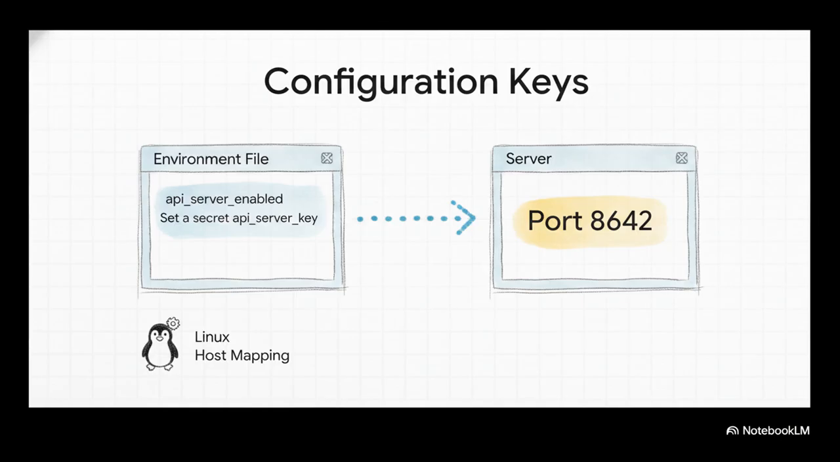Oh, and a quick heads up for my Linux users running without Docker Desktop. The default host address won't resolve for you out of the box. You'll just need to use a host mapping flag, set up host networking, or point straight to the Docker Bridge IP. The official docs outline all 3 options super clearly, so no worries there.